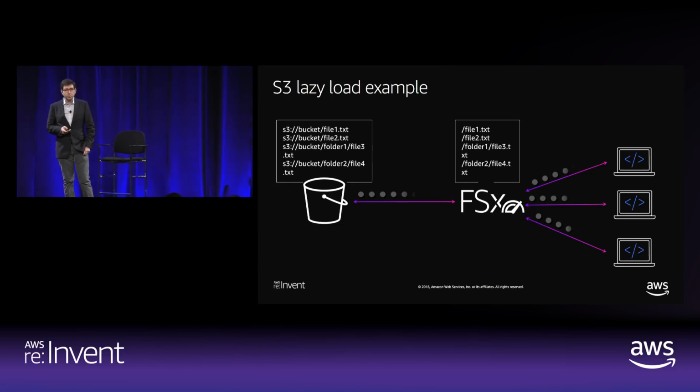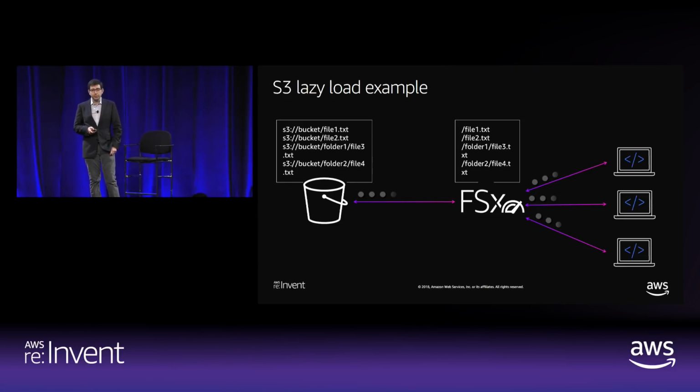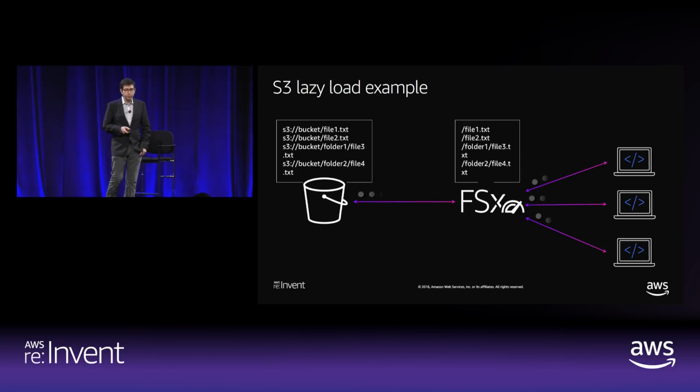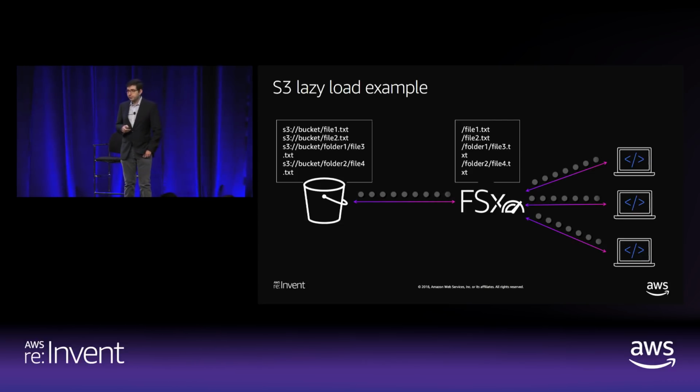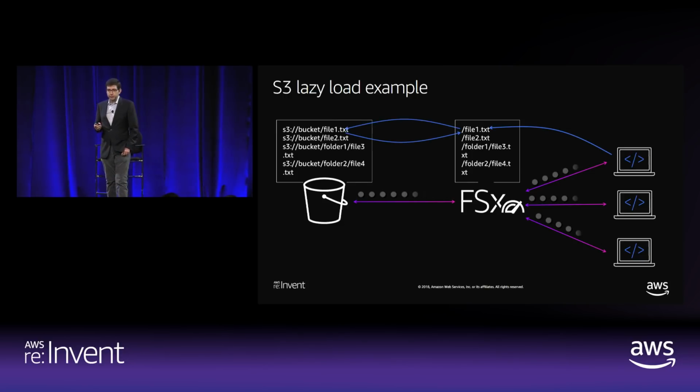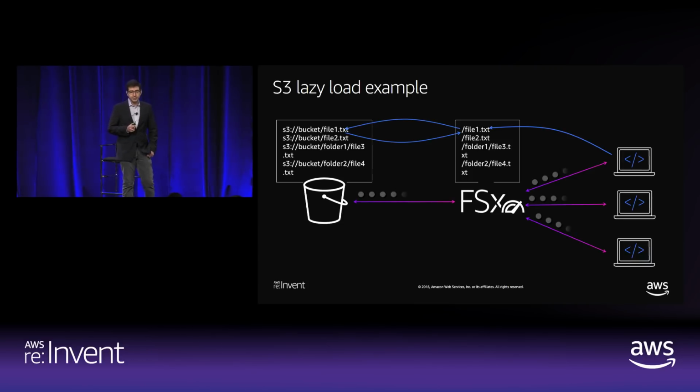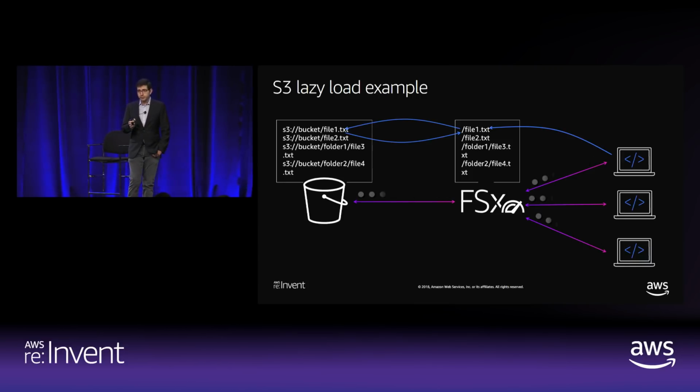So just to be super clear on this, let me walk through an example. Let's say that you have your file system up, you had linked it to an S3 bucket, and you want to access file1.txt. Your compute node tries to access it. FSx for Lustre detects it's not on your file system. It goes to S3, gets that file, pulls it onto the file system, and delivers it to the compute node. And there's a bit of latency there because it's going to S3 to get your data.